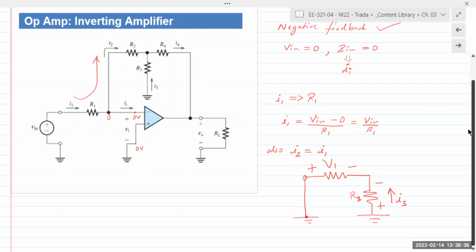A3 section? A3 or R3? I don't understand the question. What are you saying?